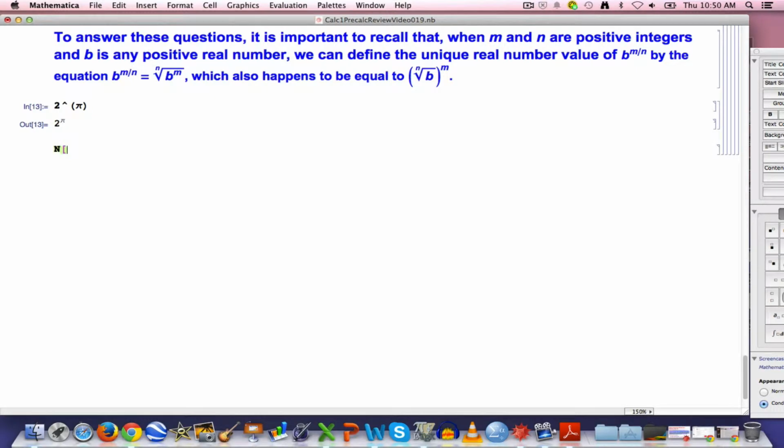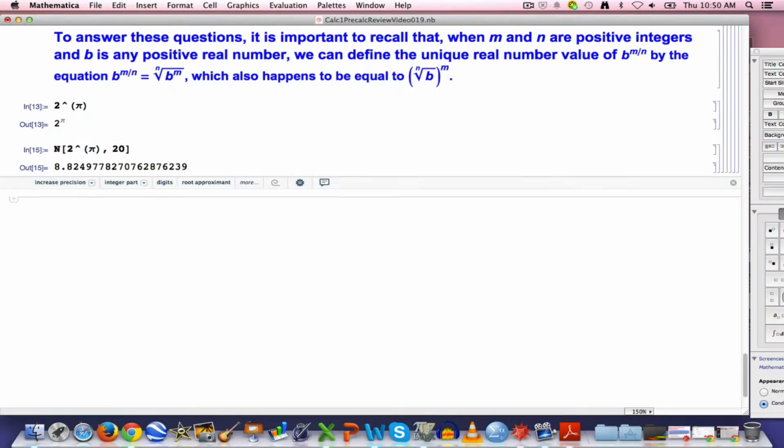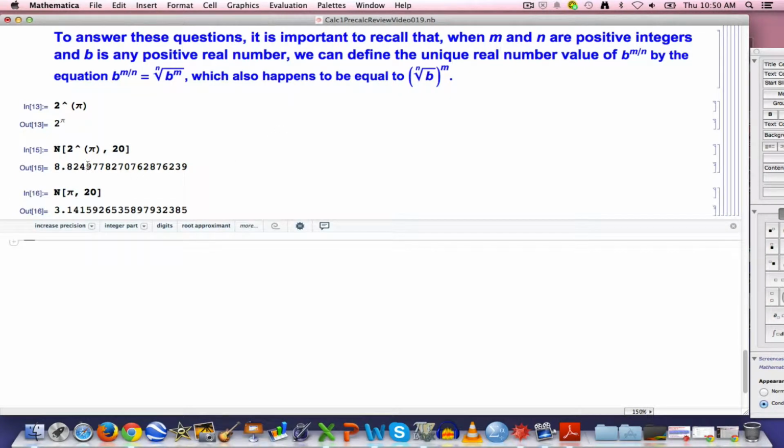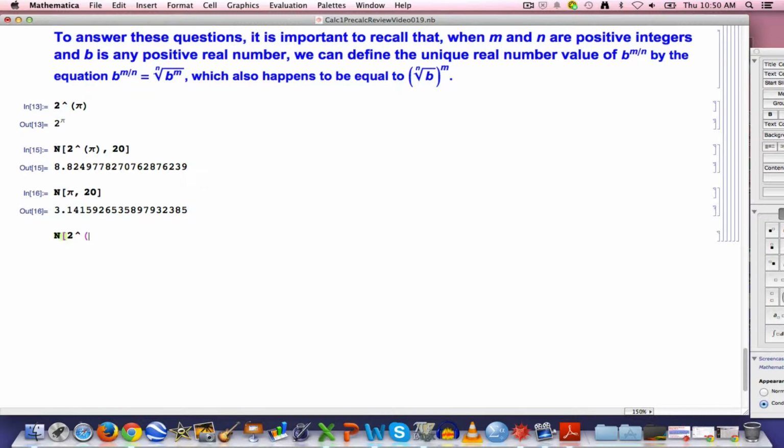What's an approximation of 2 to the pi? Let's say just 20 places. It's approximately that. Okay. Let's go back to our approximation of pi. Let's just do 20 places for that. Essentially, to get the meaning of 2 to the pi, it's a limiting process, which is a theme in calculus. You first raise 2 to an approximation for pi, which is a rational number like 3.14.